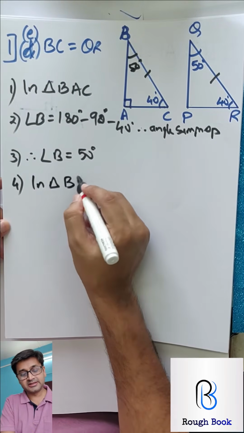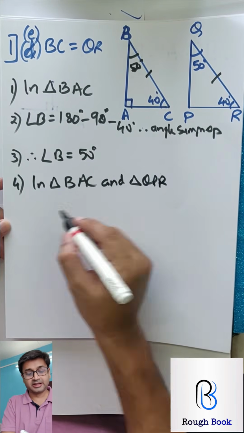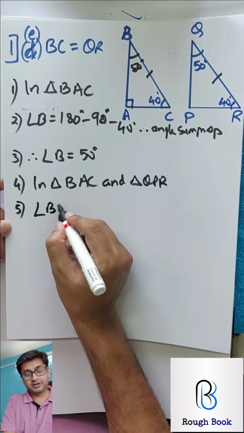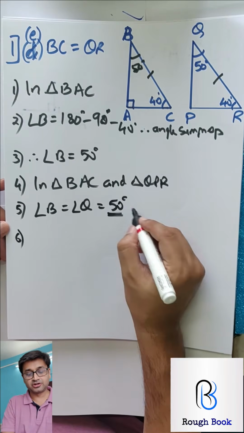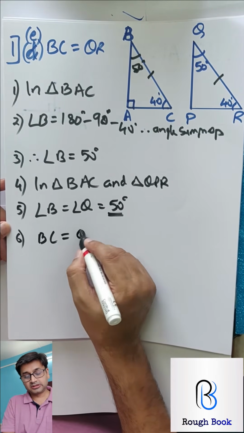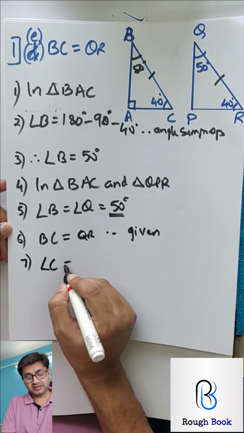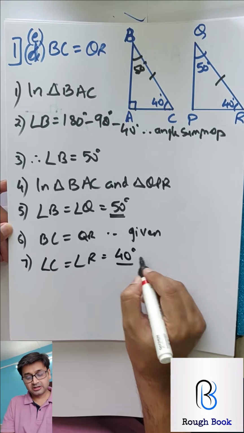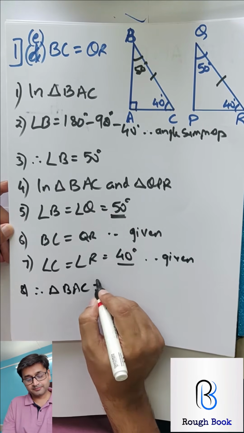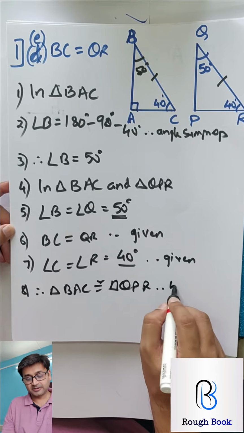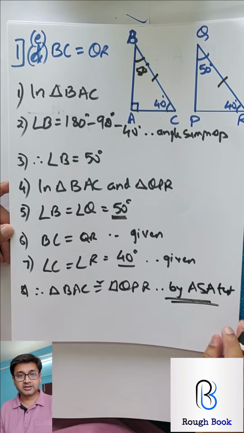So in triangle BAC and triangle QPR, one-to-one correspondence maintain please. Fifth, angle B equals to Q equals to 50. This becomes your reason, so nothing else you need to mention. Then BC equals QR, reason given. And finally angle C equals to R equals to 40. Here you can say again given. And therefore we can say triangle BAC is congruent to triangle QPR by what test? ASA test.